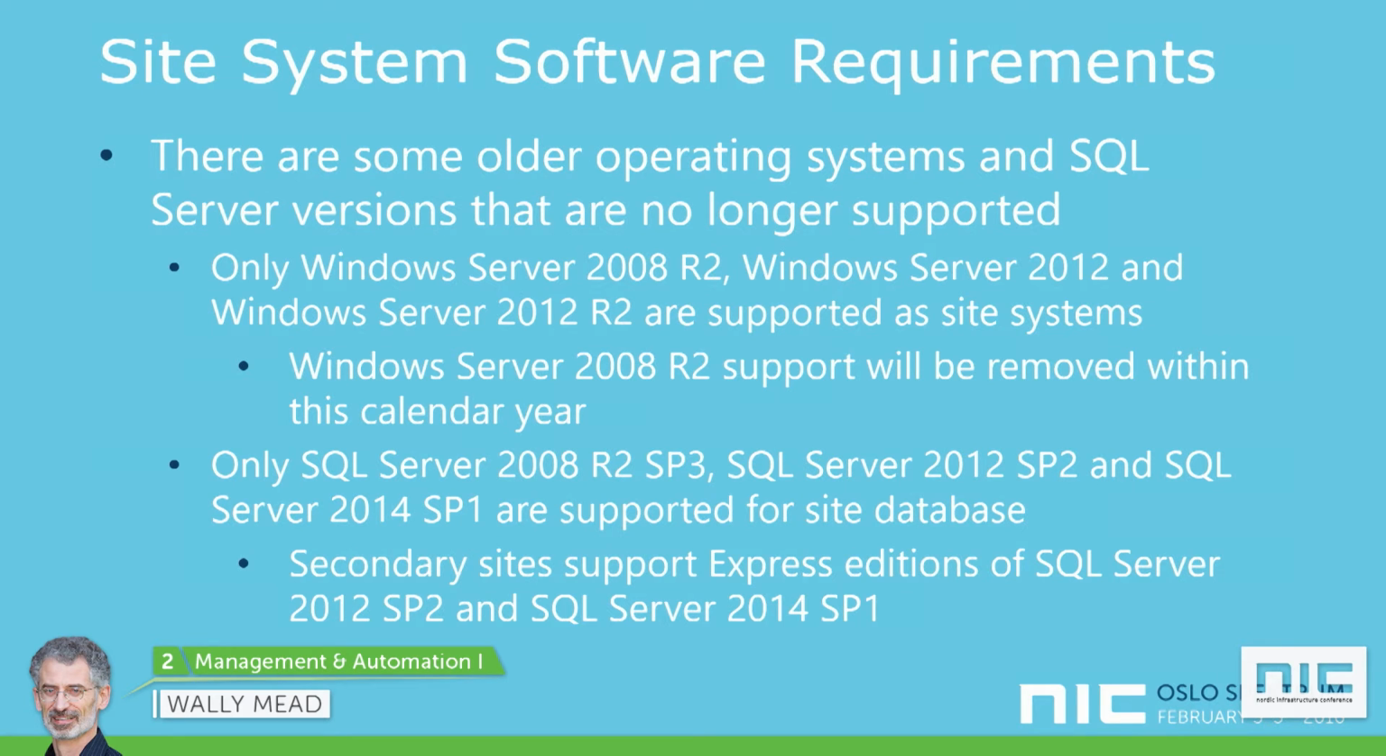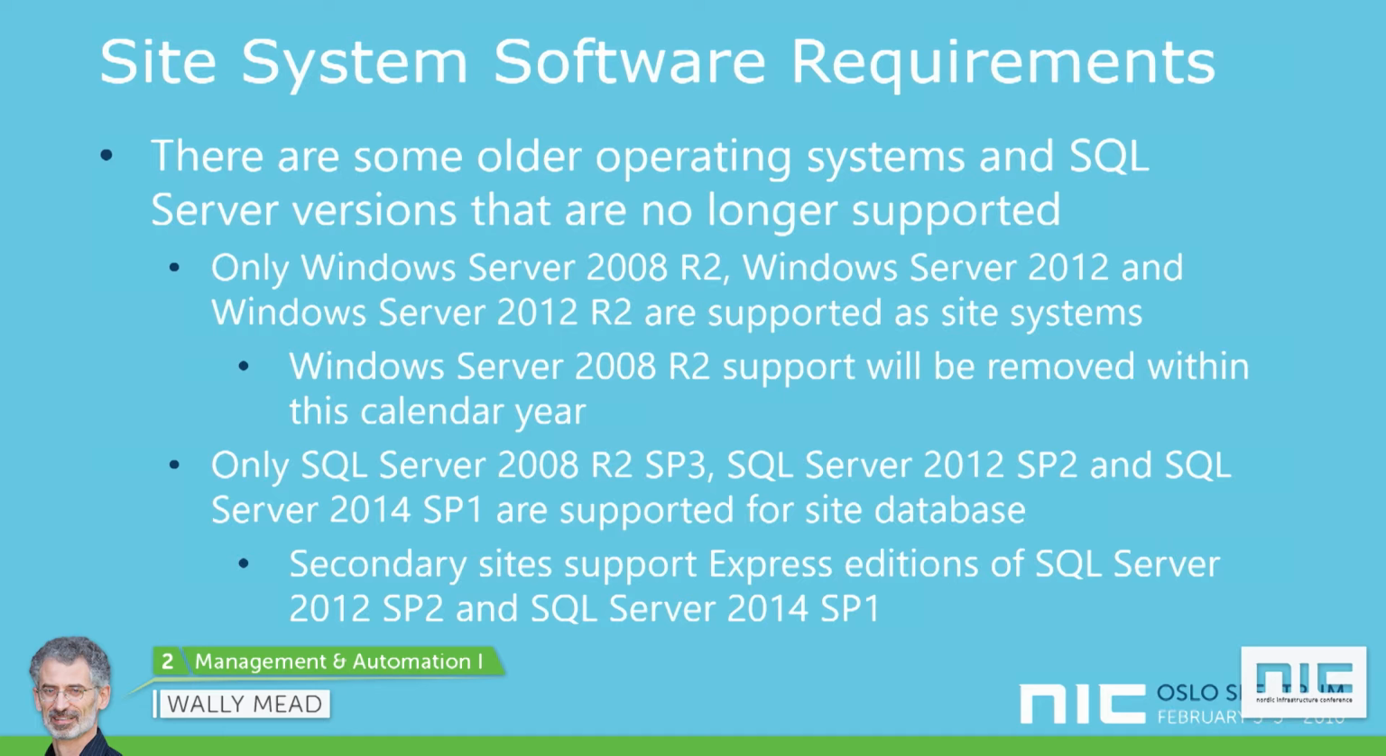Okay, in-place upgrade. The first thing to be aware of is that as of the current branch release, 15.11, there have been some operating system and SQL Server changes. The product group is no longer supporting any site system-based operating system less than Windows Server 2008 R2. So some of you still have some Windows Server 2008s out there. I know some people still have Windows Server 2003 for distribution points. Those are no longer supported. So your minimum operating system platform is going to be Windows Server 2008 R2.